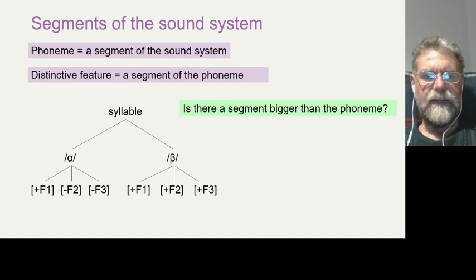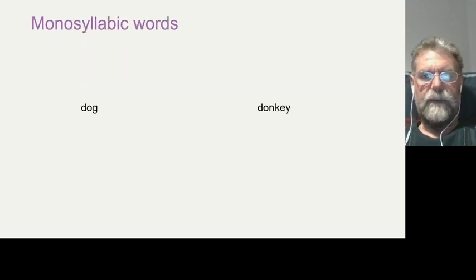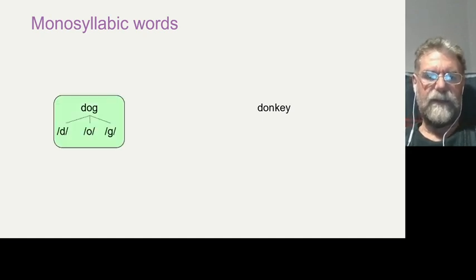Well, yes, there is, because there is a unit in the sound system called the syllable, which can be made up of one or more phonemes. So the syllable is something which breaks down into its phoneme components, just like the phoneme breaks down into its feature components. Let's have a look at a few words to see how they break up into their syllables. There are words which are made up of just a single syllable. A word like dog, for example, is split up into three phonemes, d, o, and g.